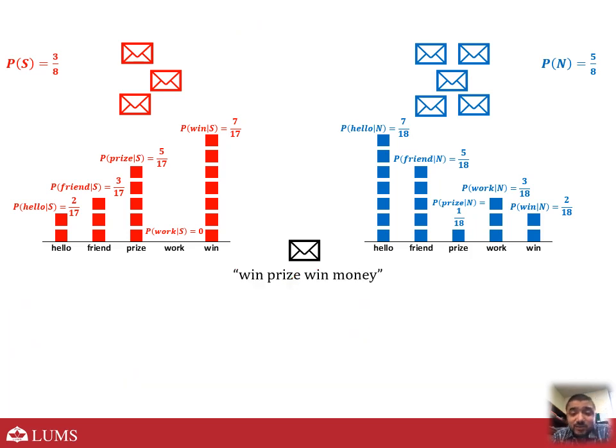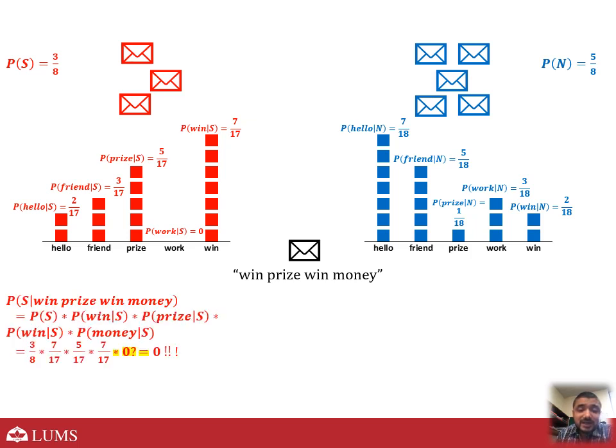Let's look at another one. You have win prize, win money. And again, you calculate the probabilities, and this time you find this is 0 because money doesn't even occur in your training data set across any class.